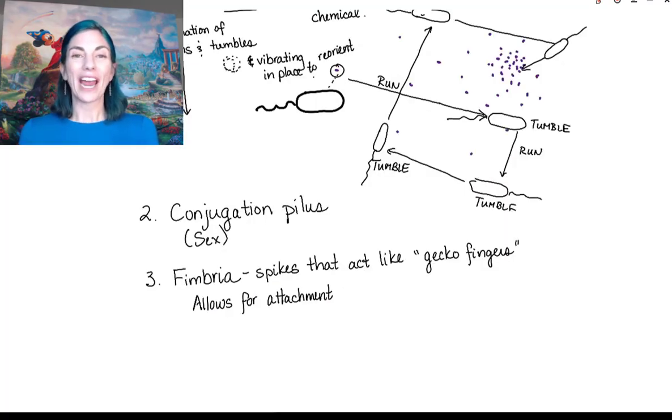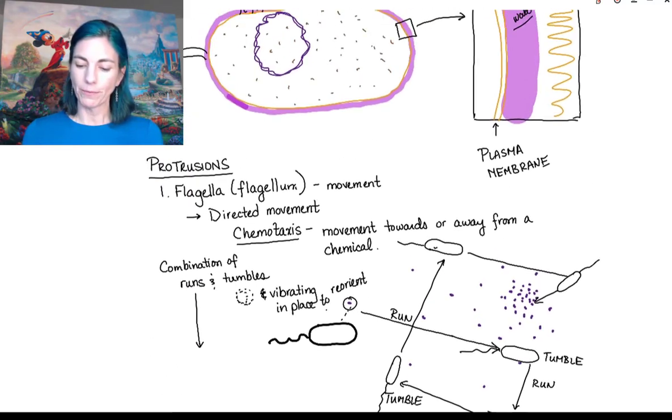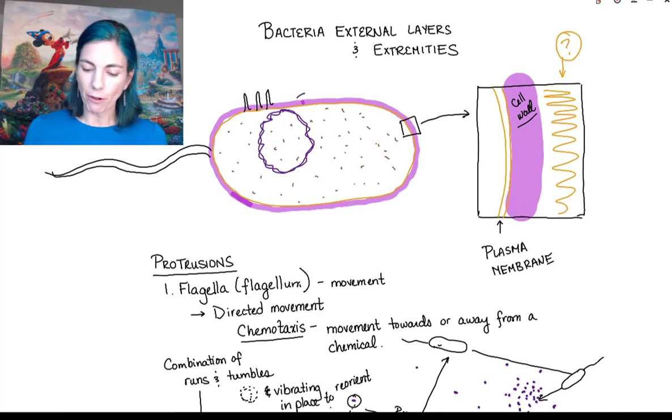Okay, so now that we have finished looking at protrusions, let's take a look at some external layers. So what do I mean by an external layer? What I mean is some other layer that is more coating, not a protrusion per se, but another layer outside of the cell wall. So do we have an additional layer? And again, these are optional.